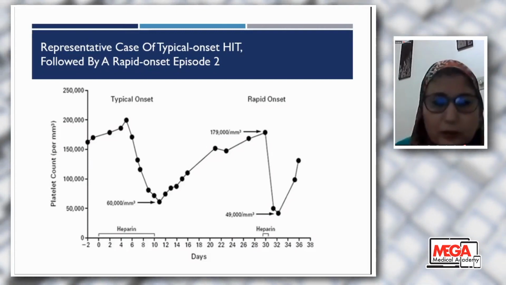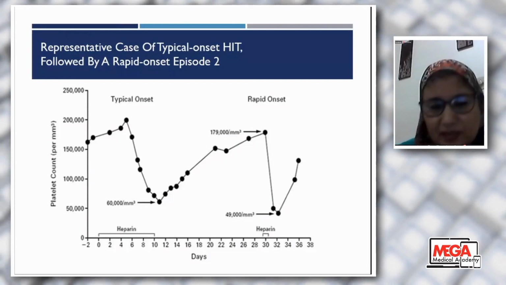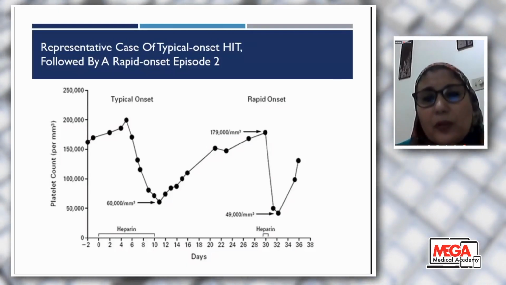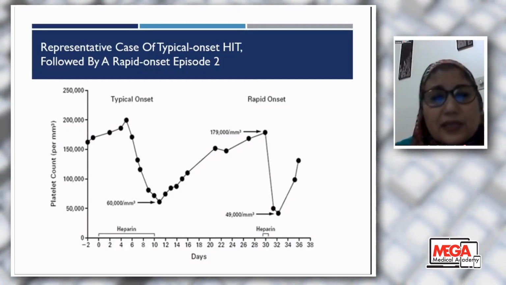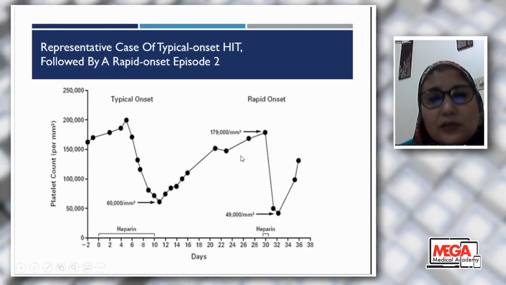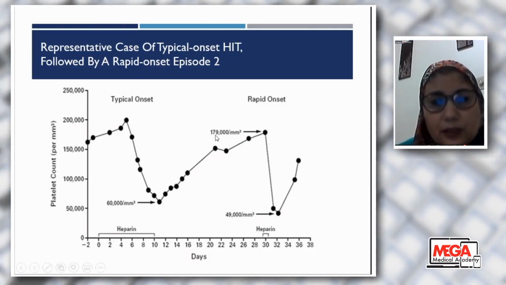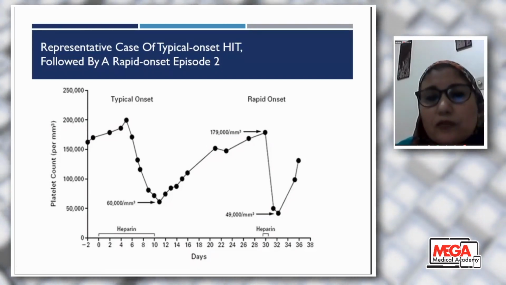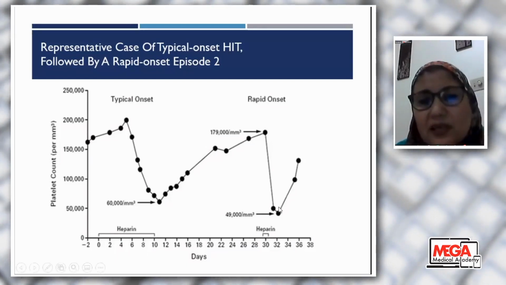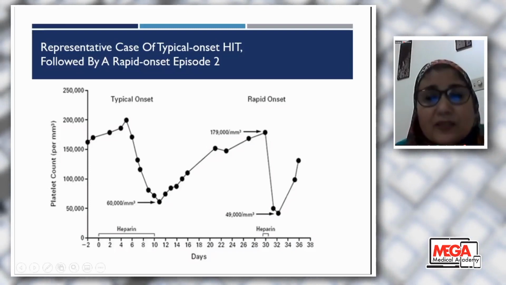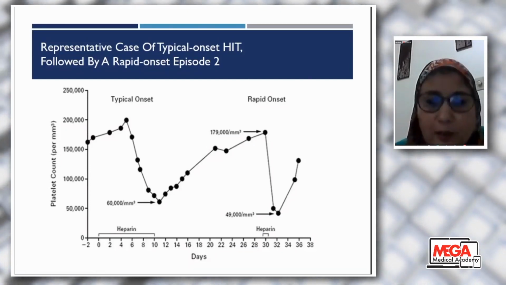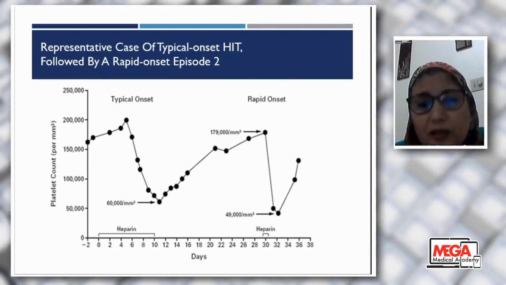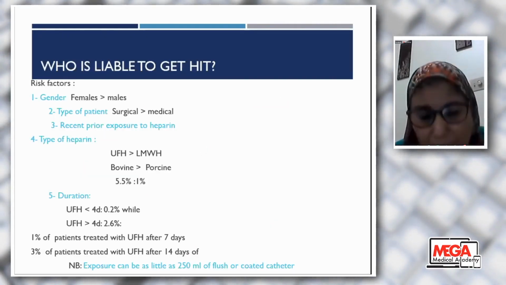Then the patient stopped heparin, so the platelet count started to rise again. After 1 month, the patient received heparin again. The platelet count was 179,000. After 1 day, the platelet count dropped dramatically to 49. So this is the early onset. Why? Because the patient was treated with heparin within 1 month. Okay, this is a patient with HIT.